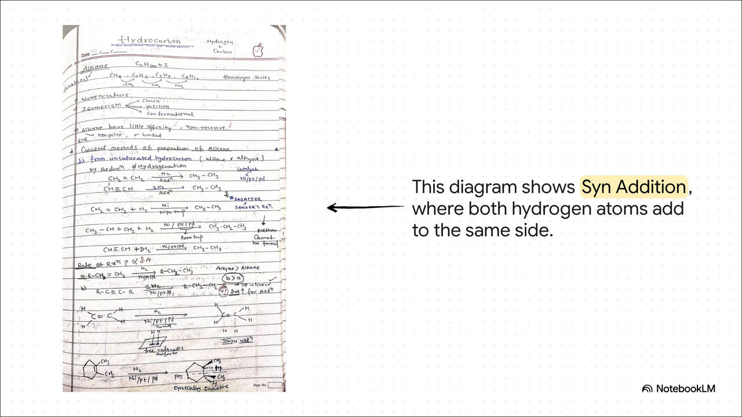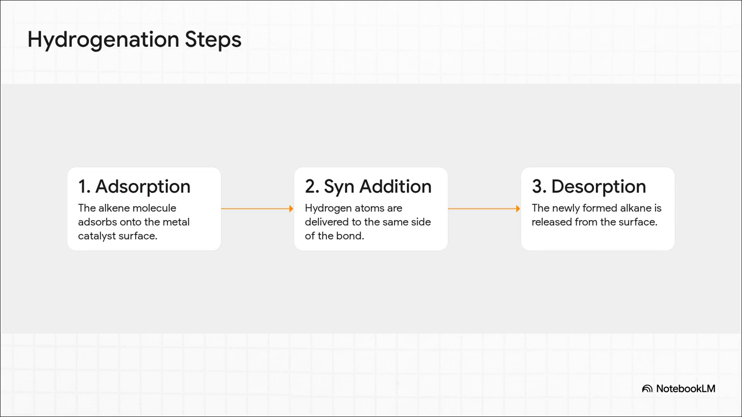But let's zoom in a little closer, because the way this happens is actually really cool. This is not a random process at all. Because the reaction takes place on the solid surface of that metal catalyst, both hydrogen atoms get delivered to the exact same side of the molecule. We call this syn addition, and it's a super important detail that chemists use to control the final 3D shape of their product.